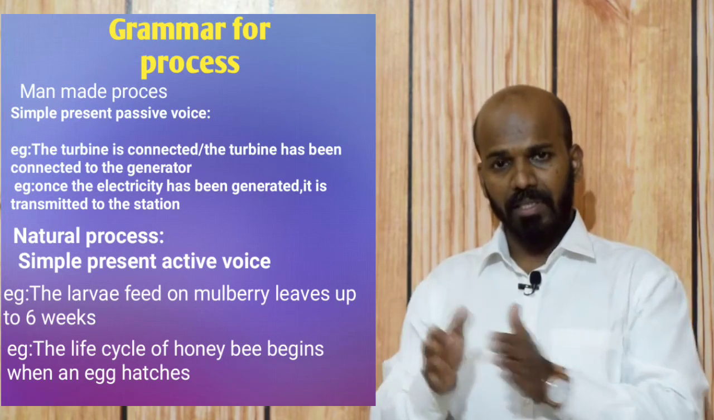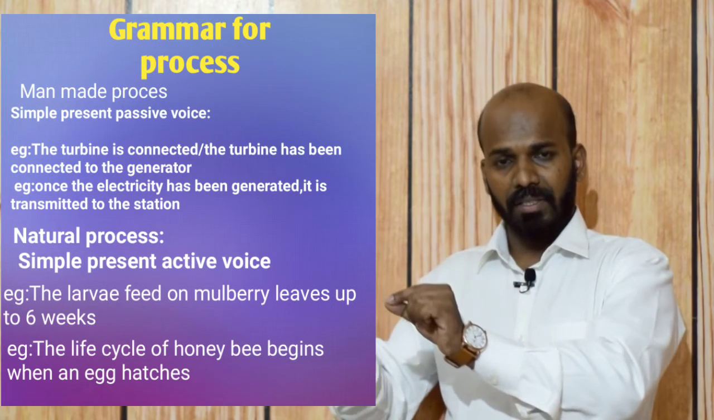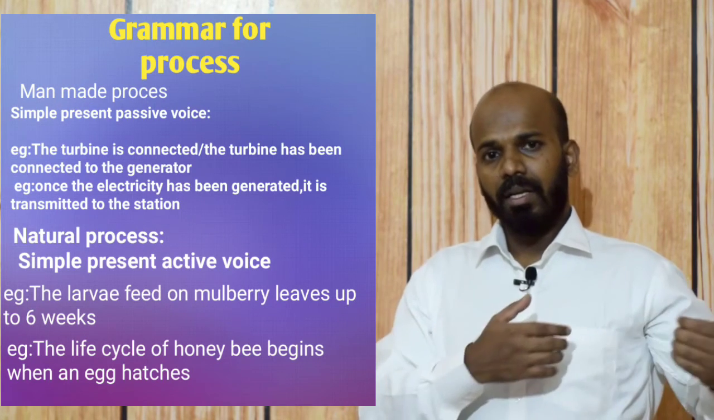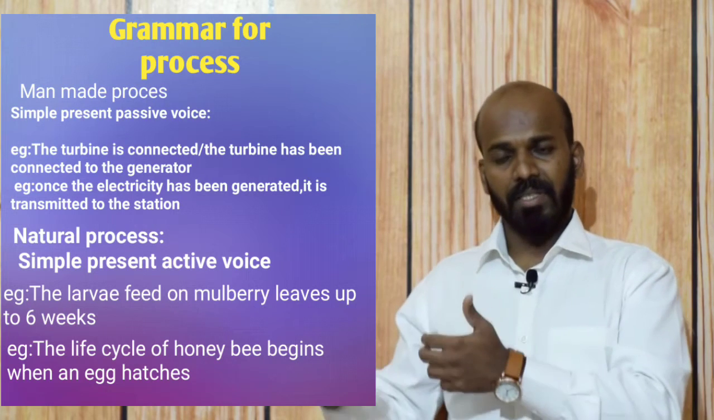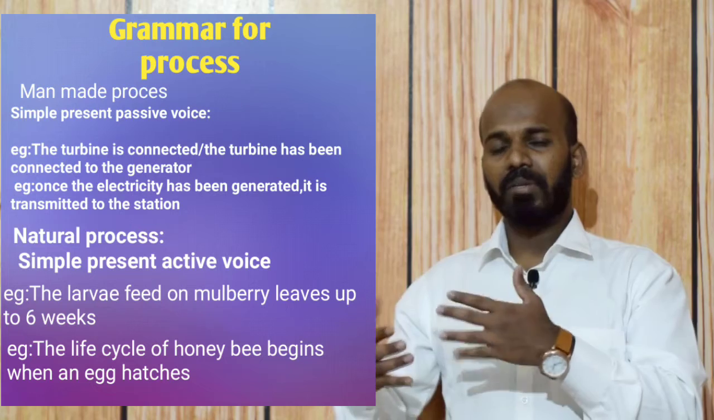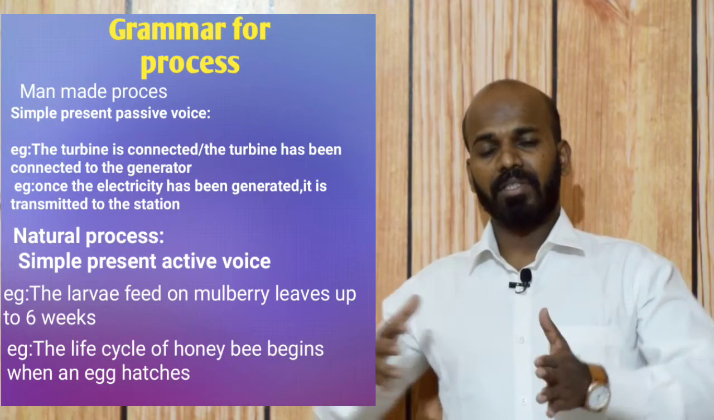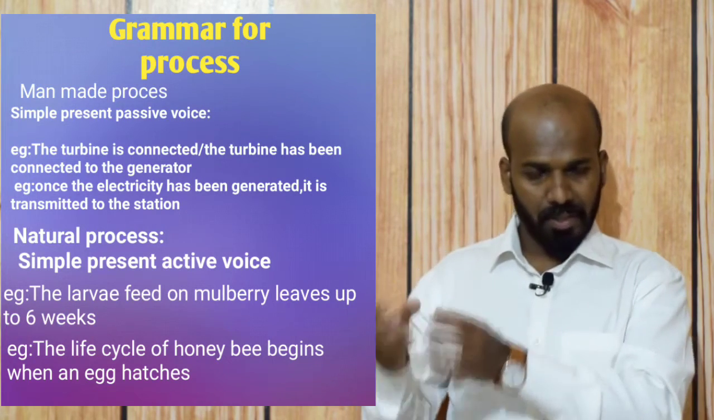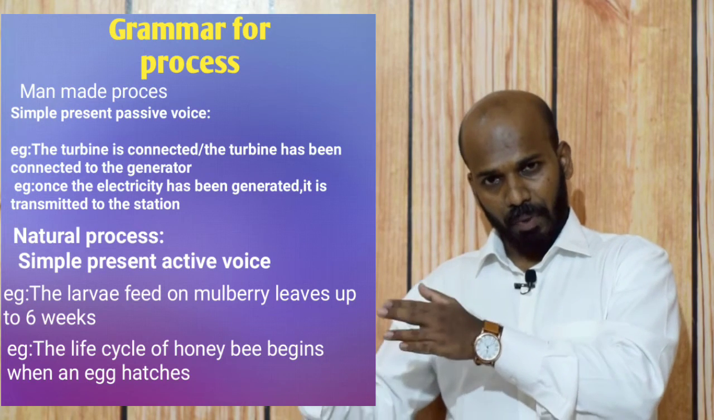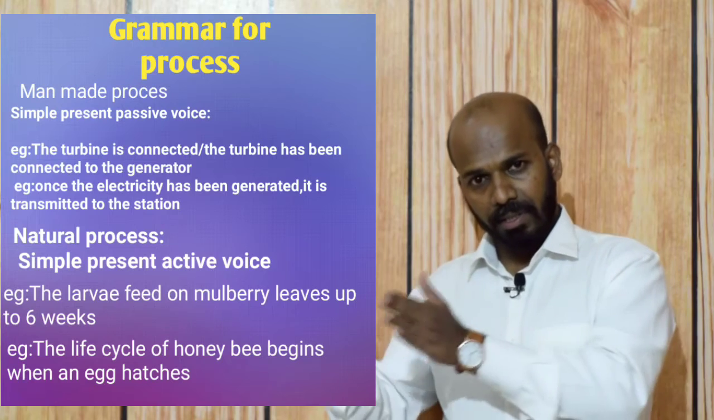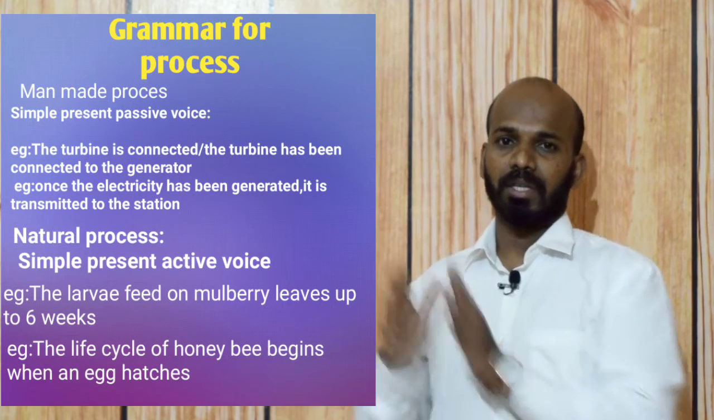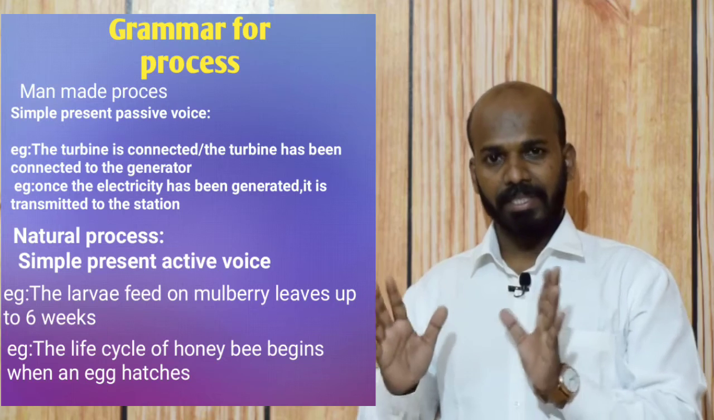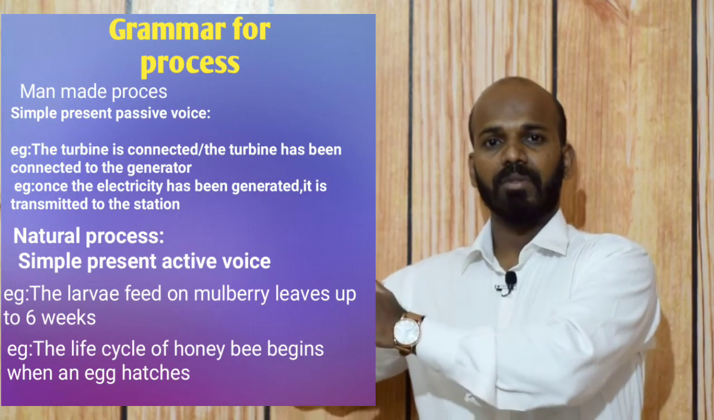Once the turbine is connected, or once the turbine has been connected to the generator. Another example is once electricity is generated, comma. Sometimes students write once the electricity is generated, put the comma, and then write "then". Here there is no need. Once the electricity is generated, comma, it is transmitted to the station. Or once the production of electricity has been completed, comma, electricity is transmitted to the station.